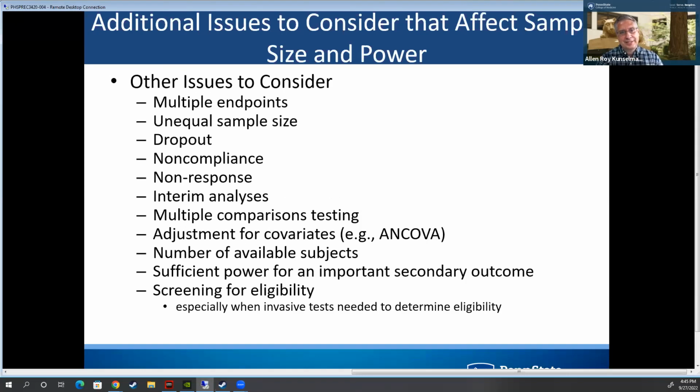So, other issues to consider. I try to get everybody that comes to me to have one primary outcome to power their study on. But you could have multiple outcomes. And why I push one outcome is usually people don't have endless resources.